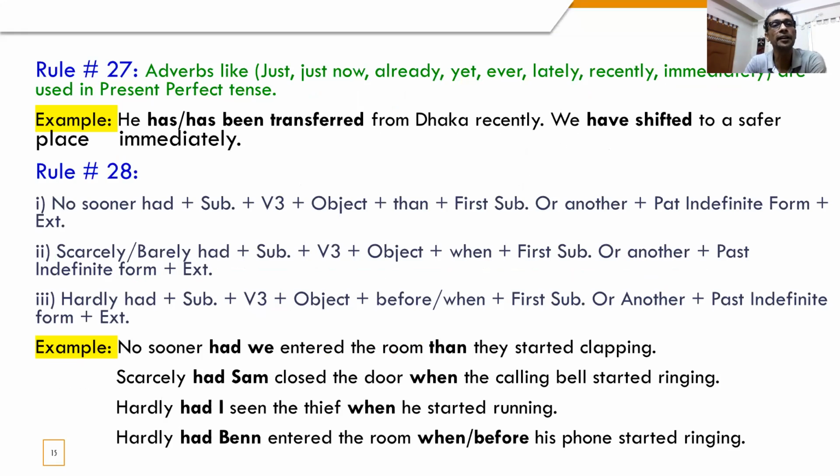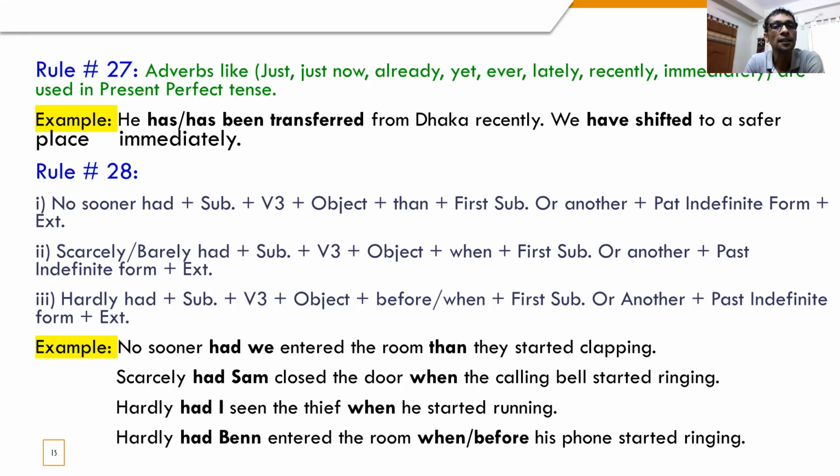Okay, rule number 27. There are some adverbs like just now, already, yet, ever, lately, recently, immediately. When you use this sentence, you have to use it in the present perfect tense like this. He has been transferred from Dhaka recently, or you can say he has transferred, either active or passive. We have shifted to a safer place immediately. So you can see the examples. When you use these adverbs, don't forget to use it in the present perfect tense.